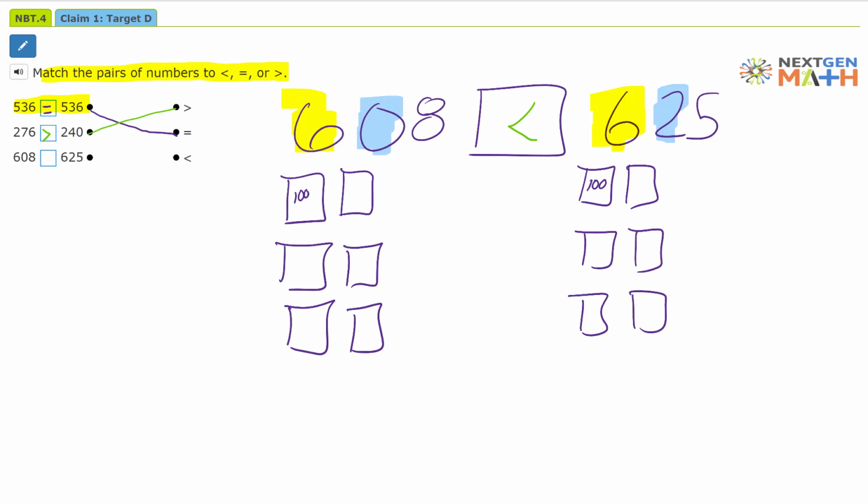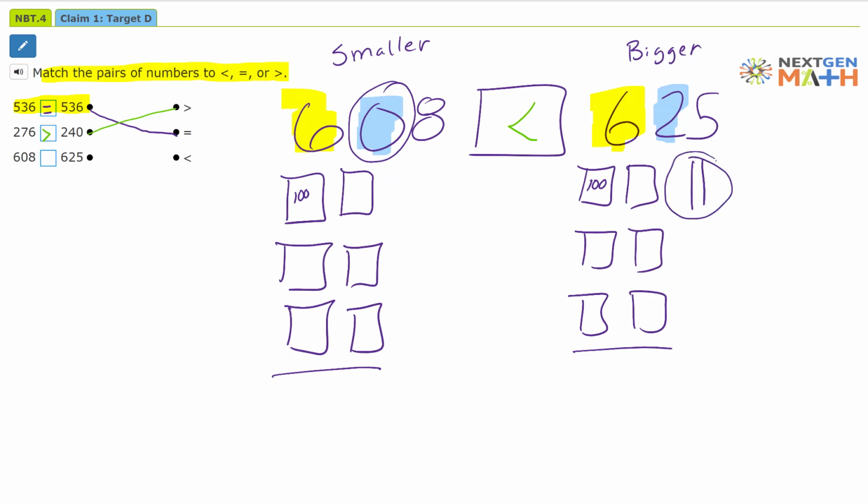Well, there are no tens right here, and there's 2 tens over there. So that means 608 is smaller than 625. 625 is bigger. Why? Because the sixes were the same, but when we compared the tens, there were 2 tens on 625. That makes it bigger. So 608 is smaller. So we're going to put the less than sign, and it'll go like this.